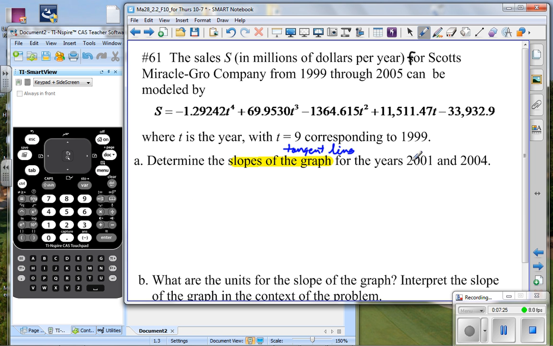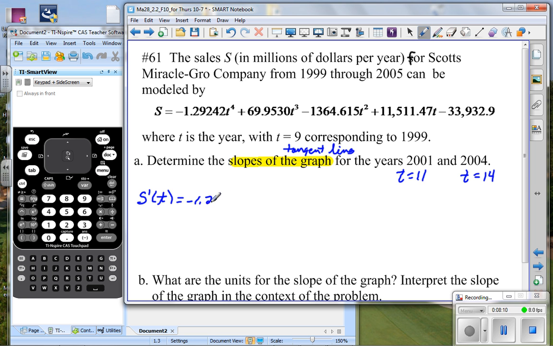First of all, let's decide if 9 corresponds to 1999, what corresponds to 2001? Well, that would be a t of 11, and t equaling 2004 would be then 14 years. So if we're going to determine the slopes of the tangents, we need to have the derivative with respect to t. Be sure you use the right variables there. And we've got 5 different terms, so 5 different derivatives to take. So we're going to have to very carefully write these out.